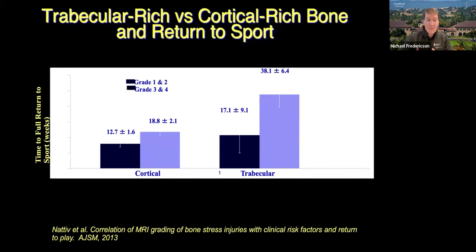And this is from UCLA and Dr. Nativ, a good colleague of mine. She broke this down again in terms of return to play. And it's pretty clear that if you have a bone stress injury in trabecular rich bone, and we say trabecular rich because all bone has some trabecular and cortical bone, but we're talking about bones that are predominantly trabecular bone, so if you have a bone stress injury, let's say in your pelvis, it's going to take longer typically than, let's say, in your tibia, more of the long bone and more impacted by shear forces.